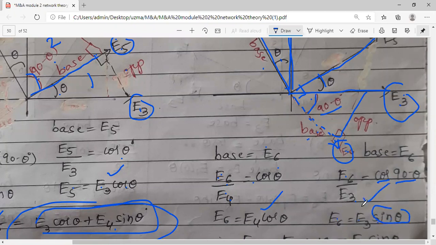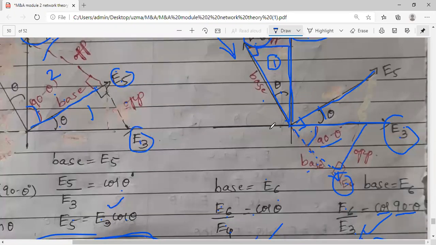So I have got two different values. Two values of E6 have come, one in terms of E4 and one in terms of E3. Now you tell me whether I should add them or subtract them.